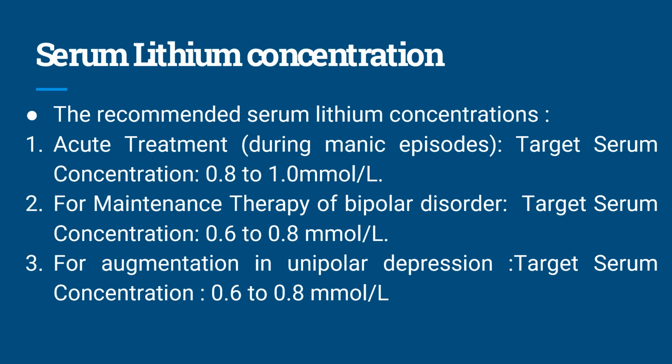So moving on to the recommended serum lithium concentrations. When we talk about acute treatment during an acute manic episode, the target serum concentration is 0.8 to 1 millimole per liter. For maintenance therapy, the target serum level is 0.6 to 0.8, and for augmentation in unipolar depression, as we have seen in the indication part, in major depression also lithium can be given. The target concentration is again 0.6 to 0.8 millimole per liter.